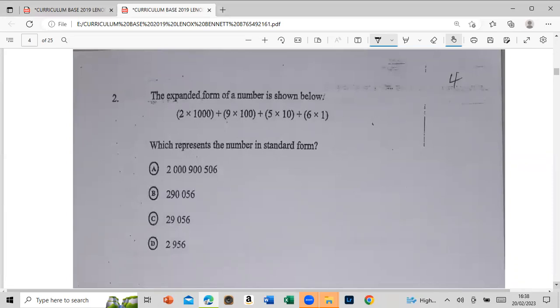The expanded form of a number is shown below. Oh guys, remember you're encouraged to type in your answer in the comment section. So type it in and let's see how many you got. So what we're gonna do is multiply 2 times 1,000, which gives us 2,000. 9 times 100, notice it's a plus there, that will be 900, and then we have 50. 5 times 10 is 50, and 6 times 1 is 6. When we total that, we get 2,956. What did you guys get for that?